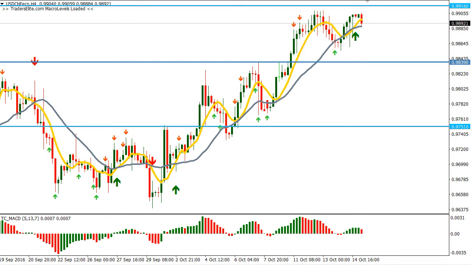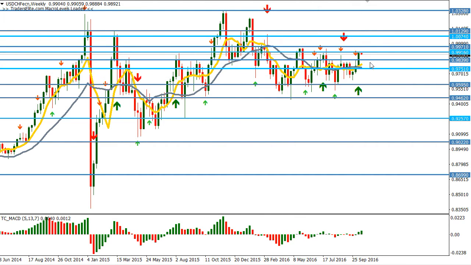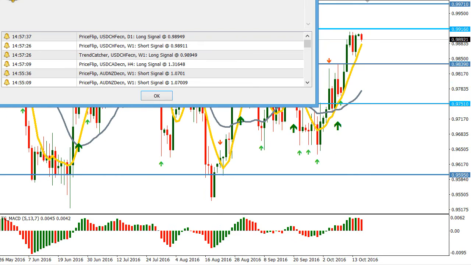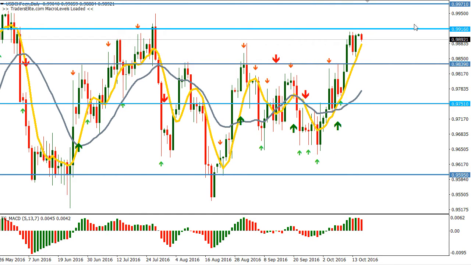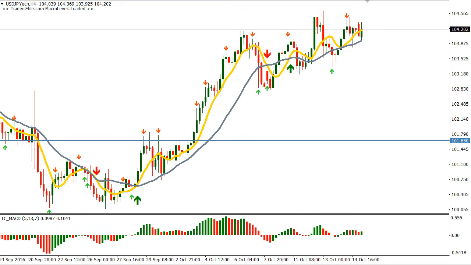All right, dollar Swiss. This is a chart that's seeing a start of a new upward trend, but it's been very, very zigzaggy, so it's not the easiest pair to trade right now. On the daily, we can see an upward move, and we've seen it stop short of this 0.9916 macro level, and on the 4-hour, it does look like it's in a fairly overbought area.